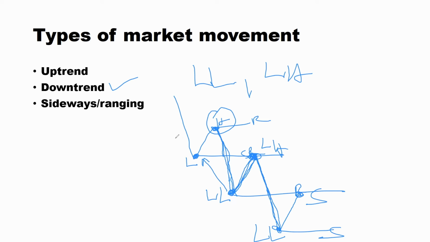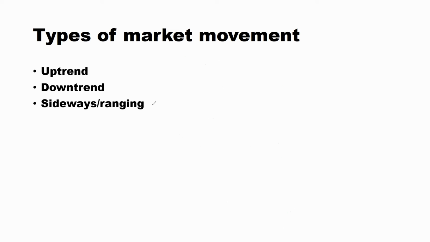So this is what makes a downtrend, when the market is making lower lows and lower highs. Are we together? Now let's look at the third type of market movement that the price does make, right? That type is sideways movement. Someone can call it consolidation, or someone can call it a ranging market.